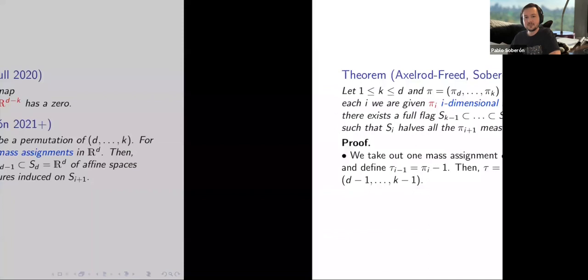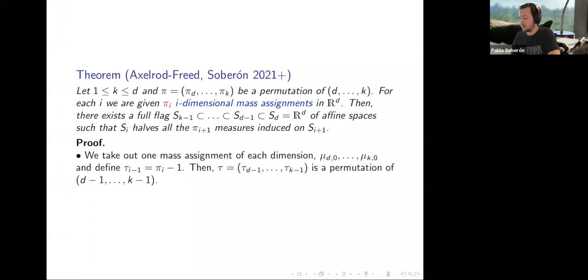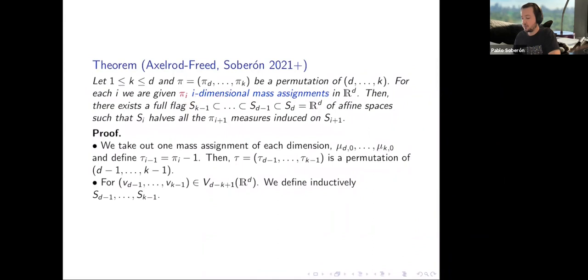So first, a bit of setup. What I'll do is take this, and take away one mass assignment for each dimension. So I take away one d minus one dimensional mass assignment, one d minus two dimensional mass assignment, and so on, I put them away, and then I see how much I have left of each dimension. So that's going to be a permutation of this. And to construct my flag of subspaces, I'm going to be using this Stiefel manifold, whose number here I don't really care about too much. The important thing is that I have one for each of those numbers here. So corresponding to each dimension I'm interested in, I'll have one vector.